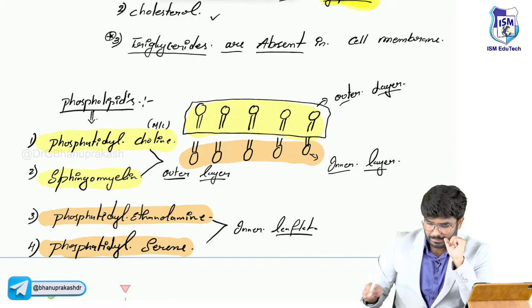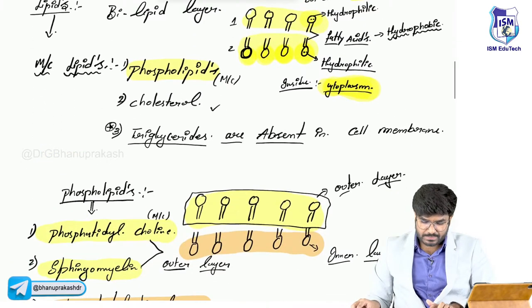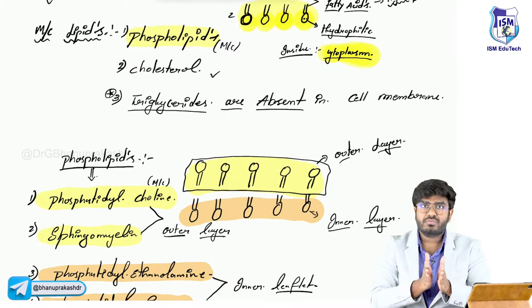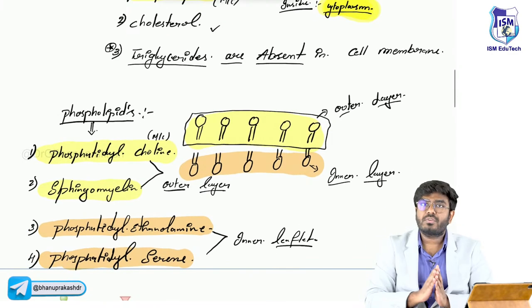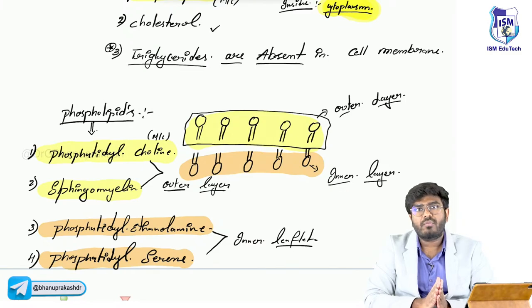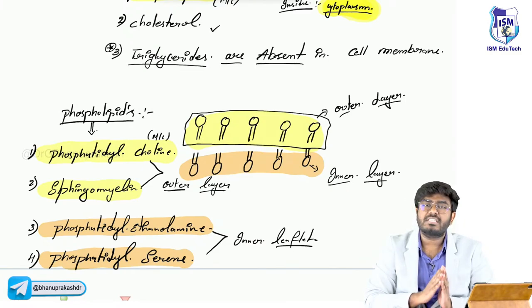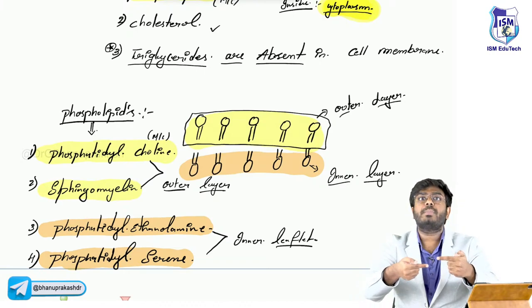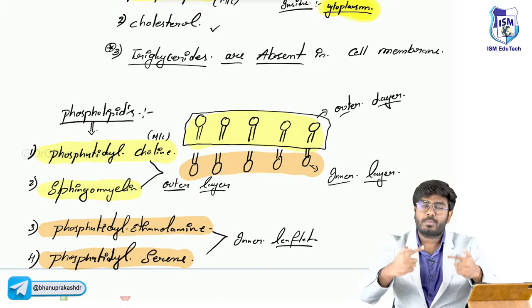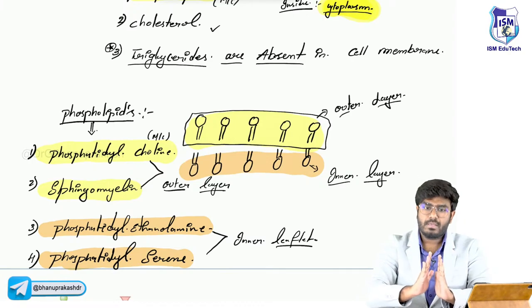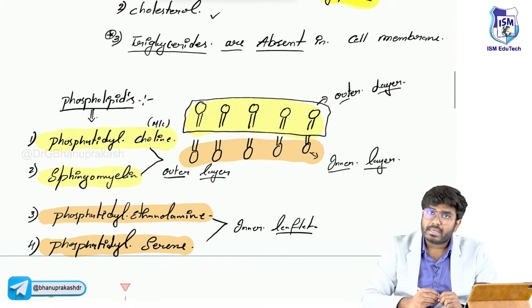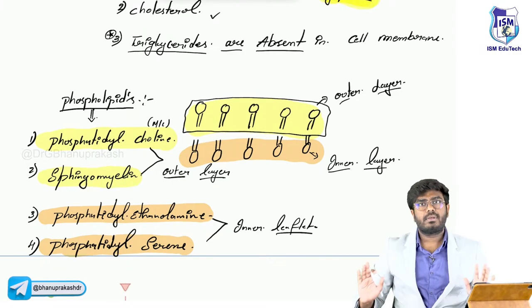Now, you just tell me, one by one, what we have discussed. We have discussed the cell membrane is a bilipid layer. It's made up of phospholipids. What are the important types of phospholipids? The most common phospholipid is phosphatidylcholine, which is present mainly in the outer leaflet. Sphingomyelin is also present in the outer leaflet. In the inner leaflet, there is phosphatidylethanolamine as well as phosphatidylserine.